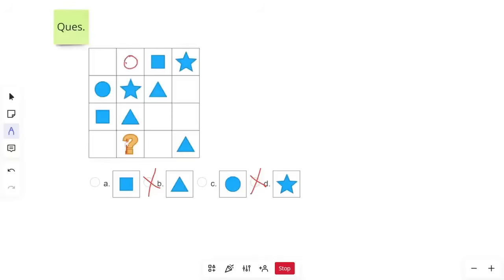So what we are left with is square. So square will come here, right? So that is why the correct answer for this question will be square. So question mark will be replaced by square. Let's move on to the next question now.